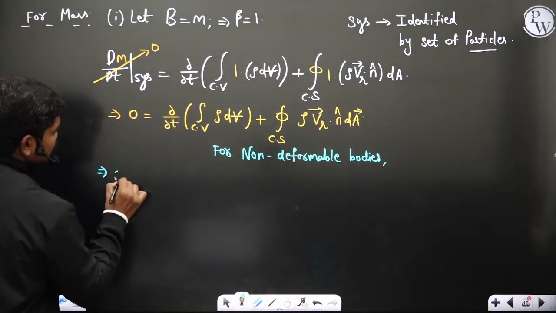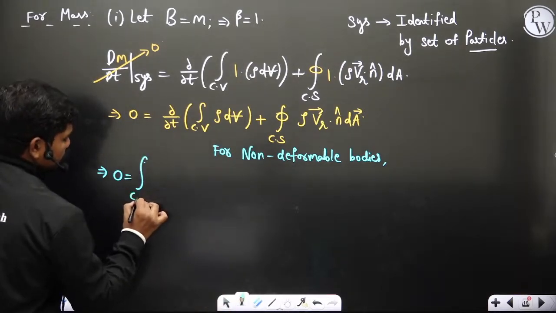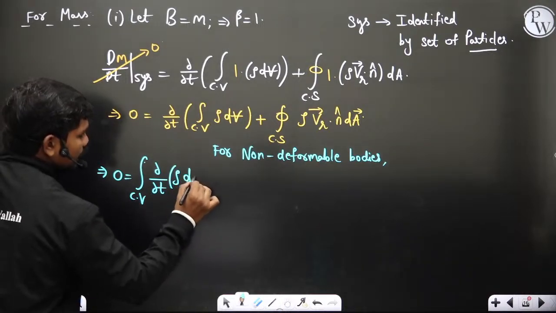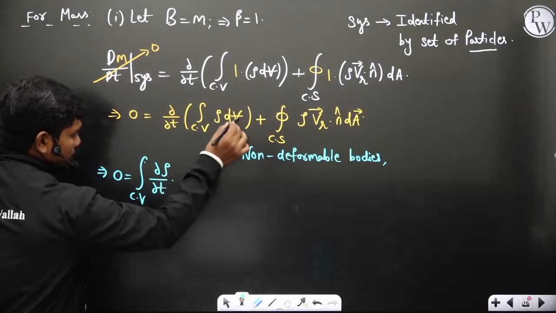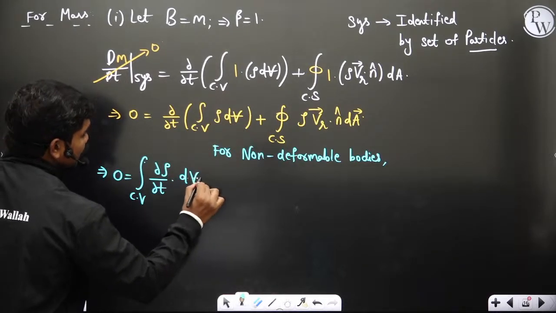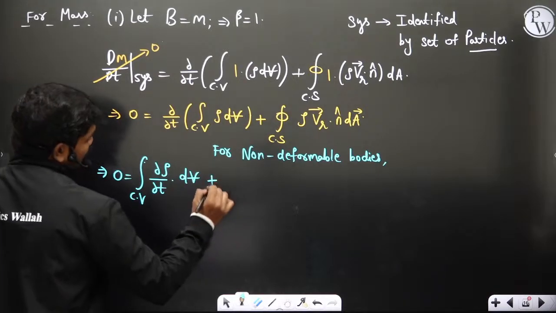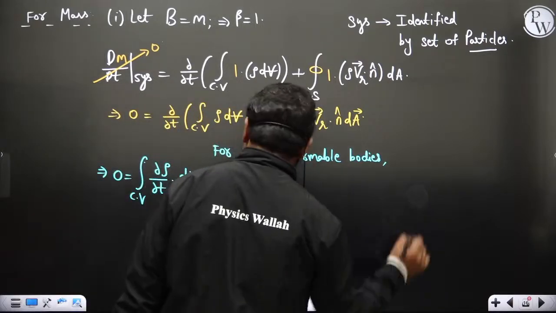So 0 is equal to the integral over the control volume of ∂/∂t of ρ dV, and since this is not changing with time, you can take this out. So ρ into dV, because this dV is not changing with time. You have fixed some location of dV, plus now this is actually a closed surface. You know something called the Gauss divergence theorem.